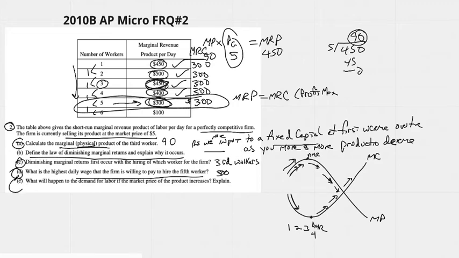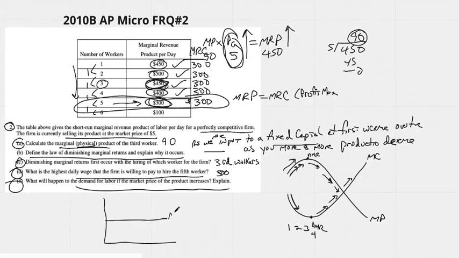All right. What will happen to the demand for labor if the market price of the product increases? If the price of the good goes up, our marginal revenue product has to go up. And if our marginal revenue product goes up, then obviously we would hire more workers. Let's say this is our marginal resource cost or our wage, and this is our demand for labor, or our marginal revenue product. Marginal revenue product is marginal product times the price of the good. If the price of the good goes up, the marginal revenue product would increase also, meaning that it would shift to the right.